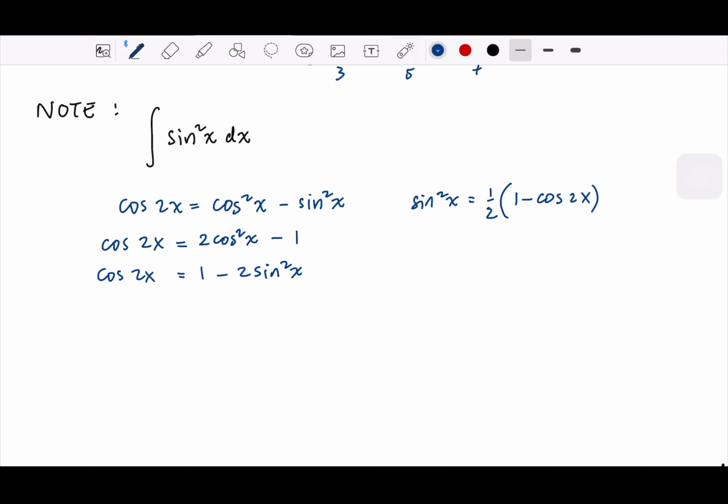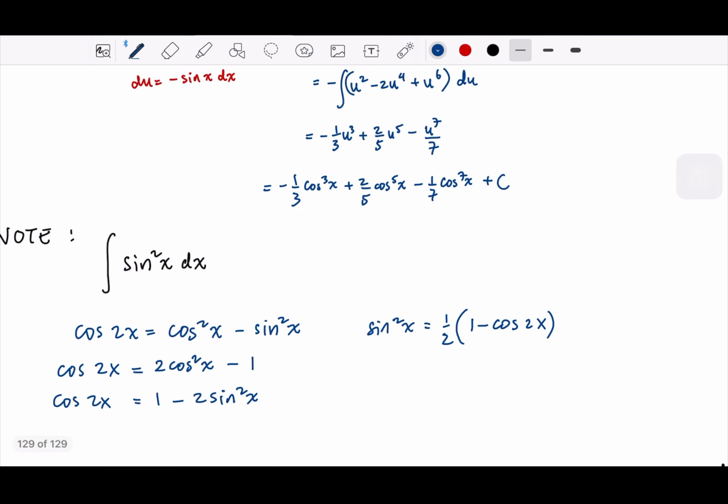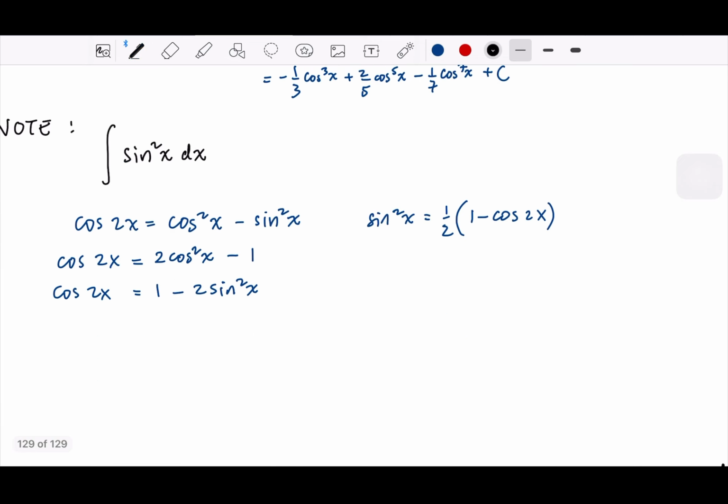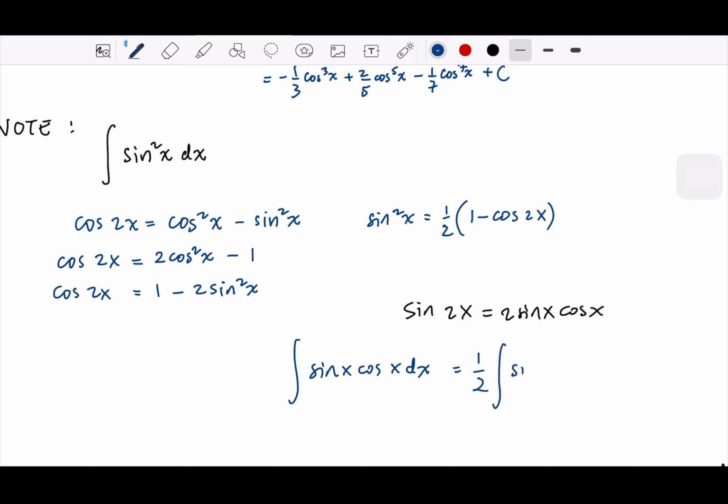And another double angle formula that may be useful for sine and cosine is, if you have sine 2x, we can write it as 2 sine x cosine x. So whenever we get an integral like sine x cosine x dx, perhaps we can change this into half of sine 2x. Okay, and then this will be easy to compute, right?